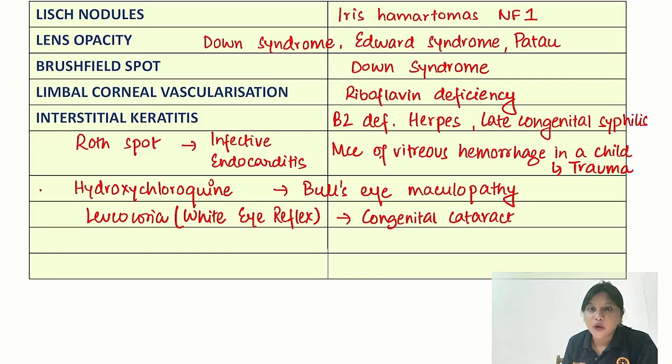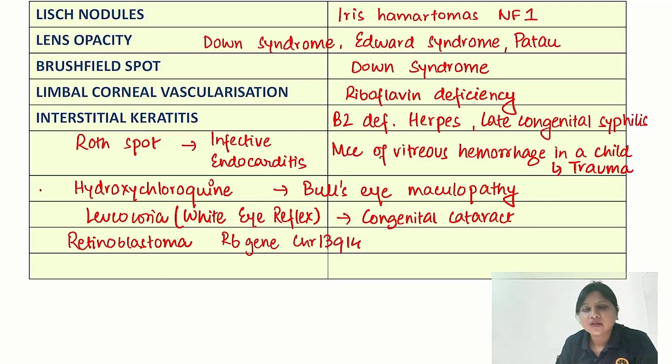And you should know few points regarding retinoblastoma. So we already know retinoblastoma is the most common primary ocular malignancy in children. Can you tell me the gene? It is the RB gene, chromosome 13q14. Very important because it is a tumor suppressor gene. So what does a tumor suppressor gene do? It follows Knudson's two-hit hypothesis. That means two alleles must be defective, then only the disease will manifest.